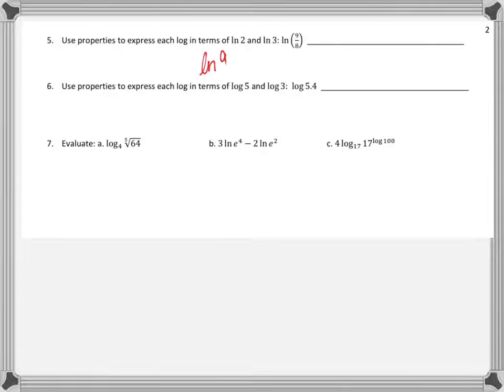And I'm just going to start off by rewriting this using our quotient property, that division can turn into subtraction. So we can rewrite this as ln of 9 minus ln of 8. And then we want to try to get base 2 and 3. So 9 we can write as 3 squared, and 8 we can write as 2 to the third. And then finally we could use our power property to move those exponents out front and end up with 2 ln 3 minus 3 ln 2.